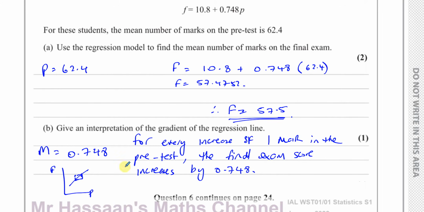The gradient of a graph is the change in y over the change in x. So for every 1 increase in the pre-test score, the final exam score will increase by 0.748. That's how we can give an interpretation of the gradient of the regression line. That's part B. Now for part C.